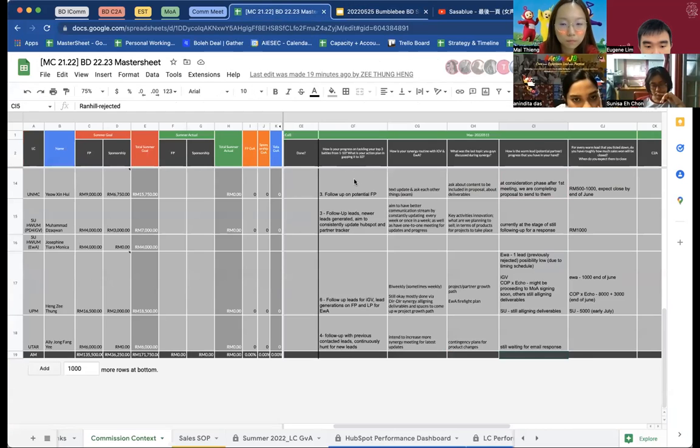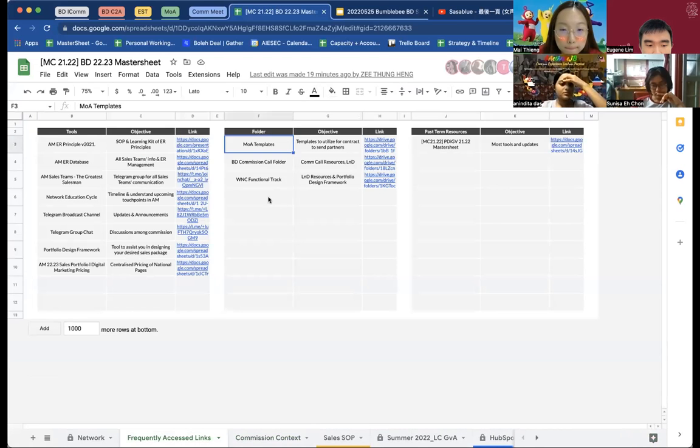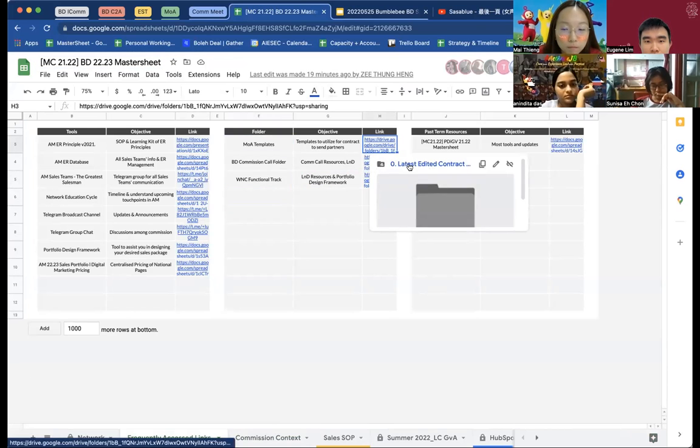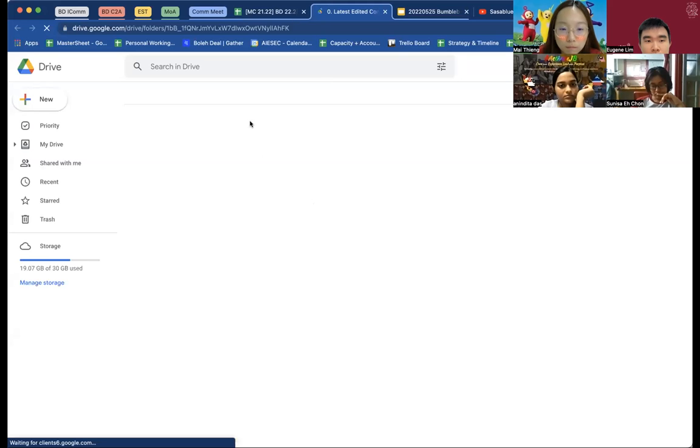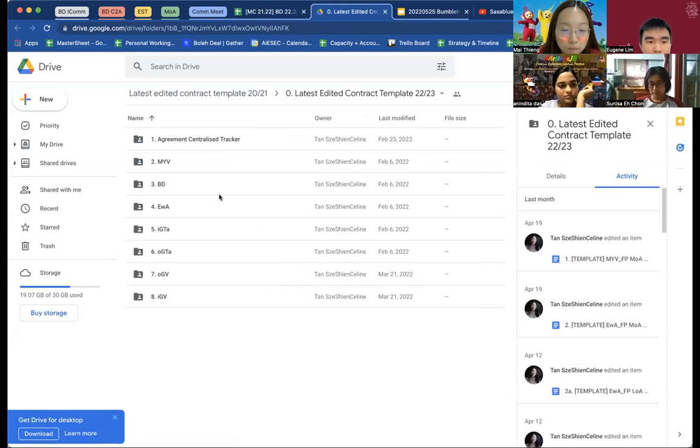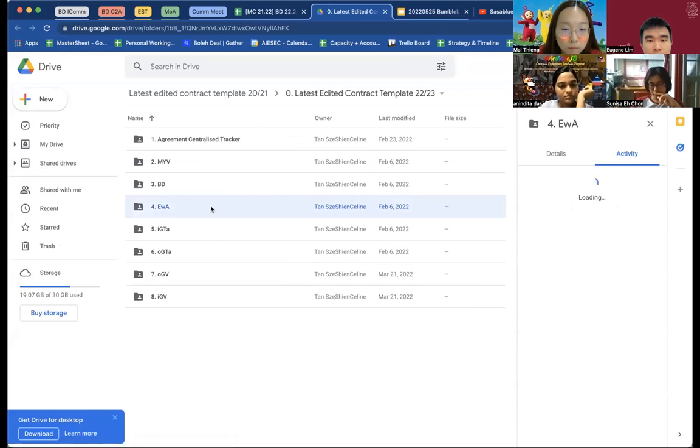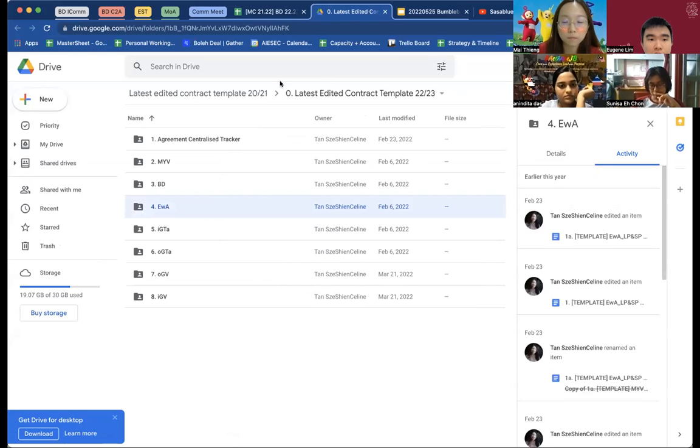I think my end can add on. So for everyone, if you want to find the template, you can refer here. It's at the frequently accessed link in the BD master sheet, which I hope is your best friend. It's also inside here already. So you can go through all the templates, even including the EWA speaker one that my team mentioned. You can just refer here.